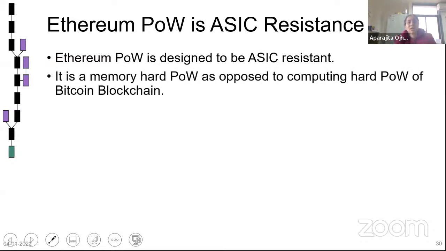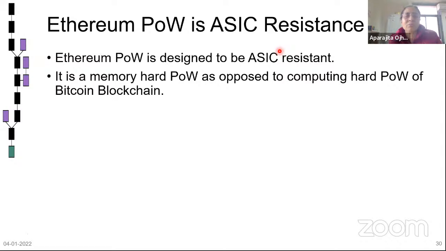It is a memory hard proof of work, where every time, in your cache memory, you will have to transfer very big size memory. You have to create a pool, and that memory has to be transferred from one place to another place. So that is a memory hard problem, as opposed to computing hard proof of work of blockchain network.